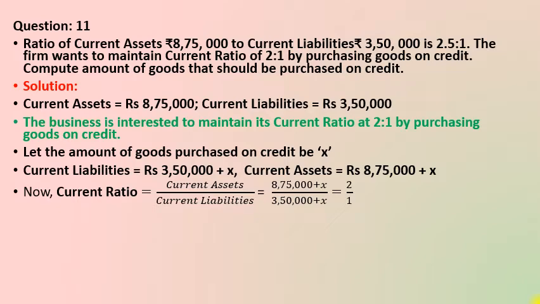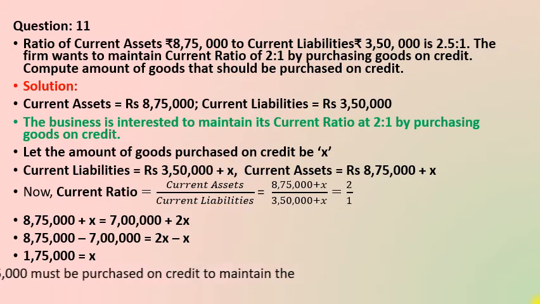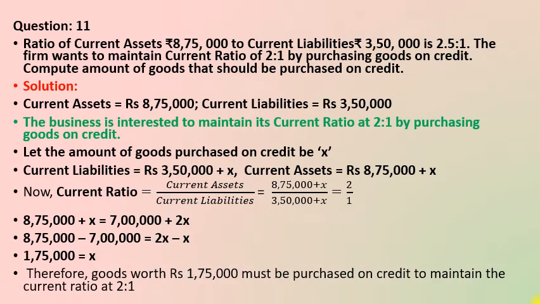We have current assets of 8,75,000 plus X, divided by 3,50,000 plus X. It should be equal to 2:1, because your organization wants to maintain a new current ratio of 2:1. By solving this, we get X equal to 1,75,000. So goods worth rupees 1,75,000 must be purchased on credit to maintain the current ratio of 2:1.